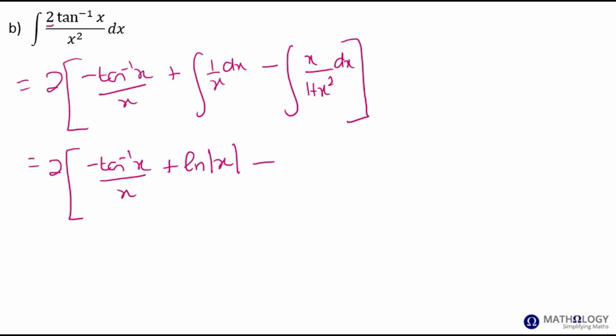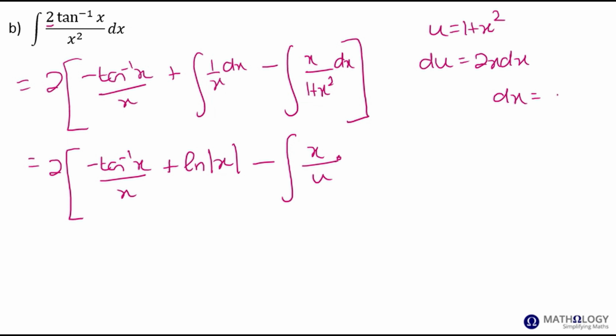And then over here, for this last integral, we're going to use a u substitution, right? Because if we let u be 1 plus x squared, the derivative of 1 plus x squared is 2x, and that x will then cancel with this x up here. So we are now going to let u equal 1 plus x squared, so du equals 2x dx. So we have minus the integral of x over u, and dx will be du over 2x, and this x will cancel that x.